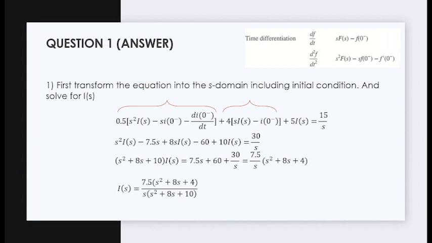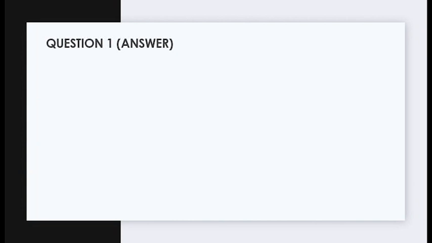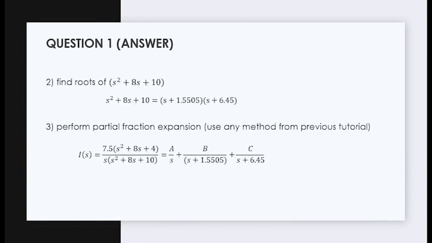Alright, so this is the first step where you transform everything into the S domain and solve for I of s. The second step is to perform the partial fraction expansion, but before that we have to find the roots of your denominator. You need to find the poles of your system. Once you have the poles, you perform the partial fraction expansion and solve for the A, B, and C using any method that has been covered in the previous tutorial.